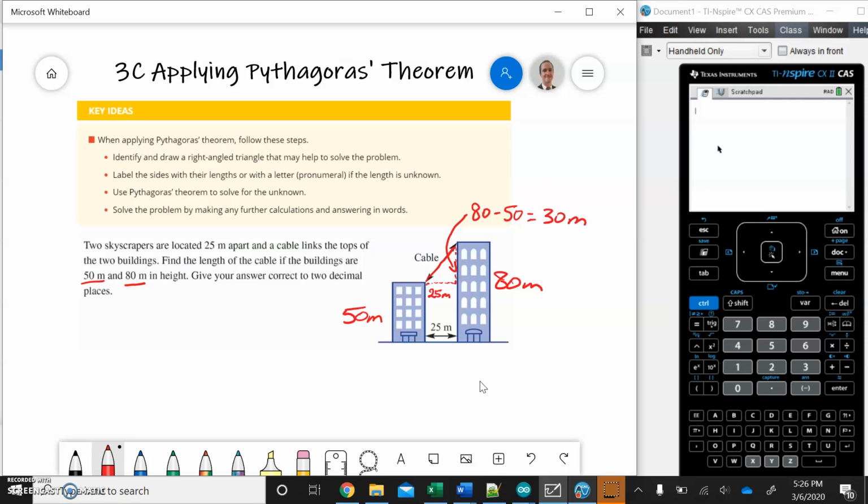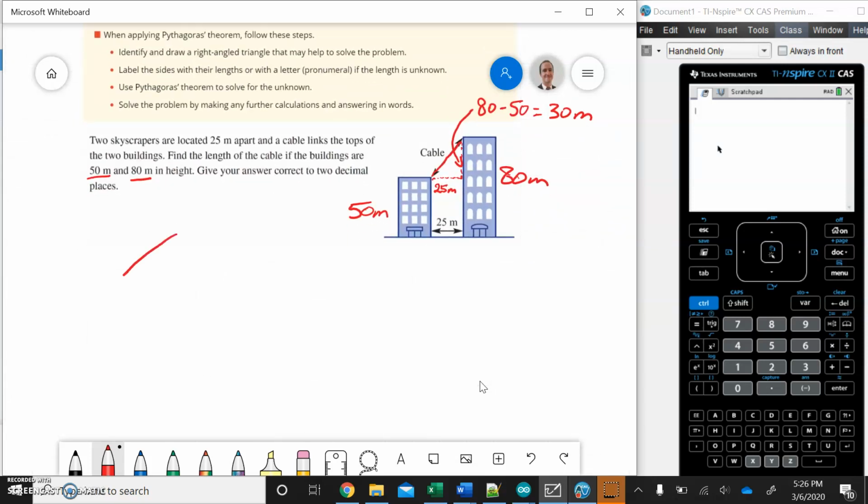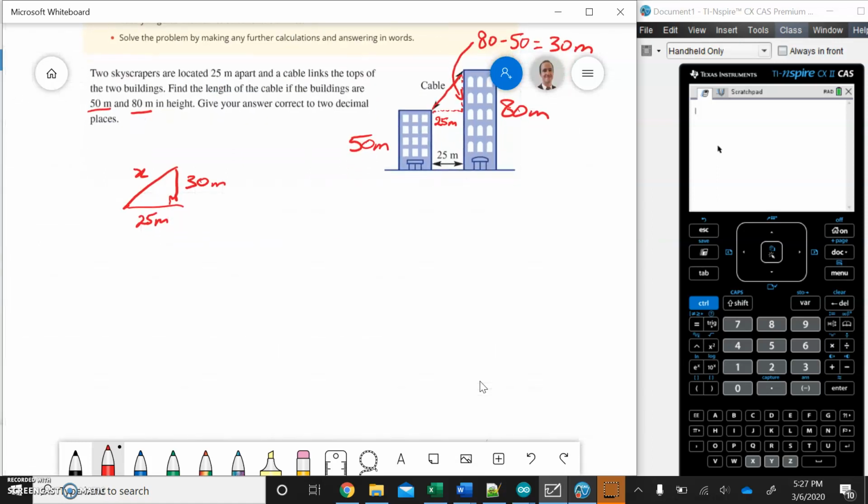Then I can draw my right-angled triangle. I haven't really drawn this to scale, but that's okay. This side over here is going to be 30 meters. I know that the distance between my buildings is 25, and the length of my cable I'm going to label as x. Now if I write out Pythagoras' theorem, that's a squared plus b squared equals c squared.